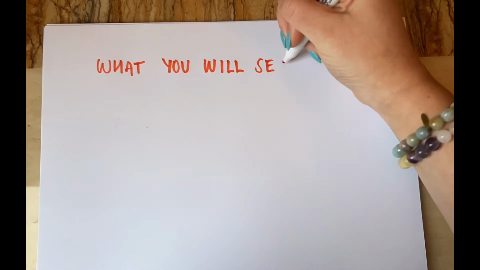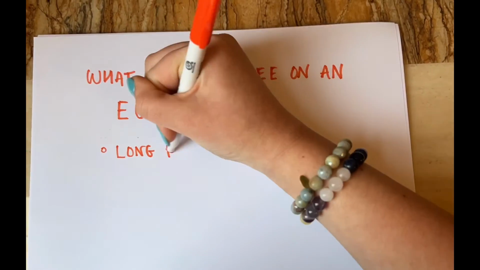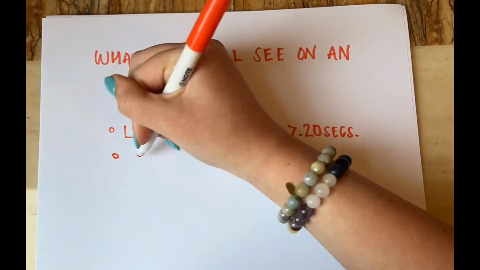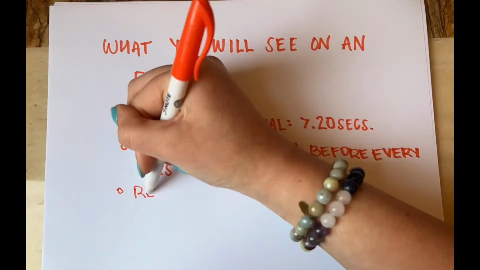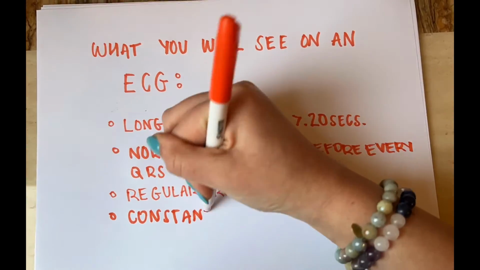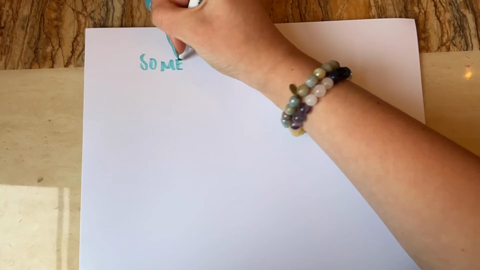So what will you see and be looking for in an ECG of a patient with first-degree heart block? There will be a long PR interval, longer than 0.2 seconds, normal P waves, one before every QRS complex, a regular rate and rhythm, just a constant delay in conduction.